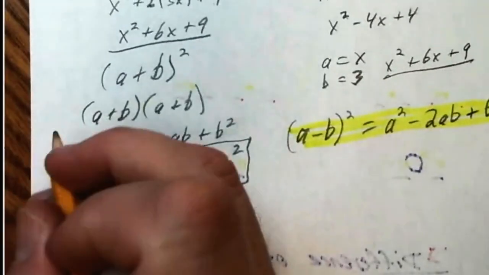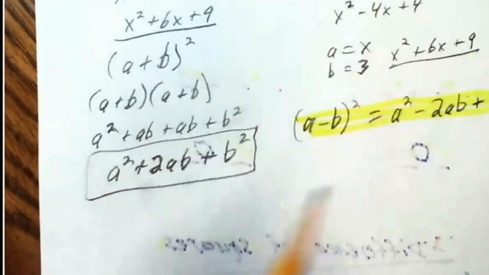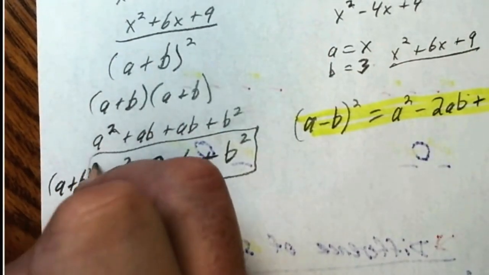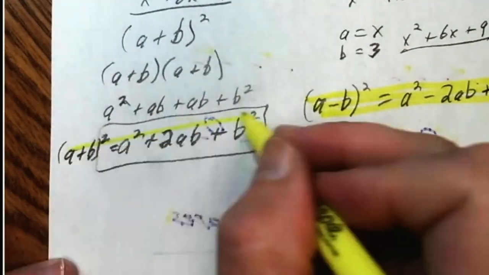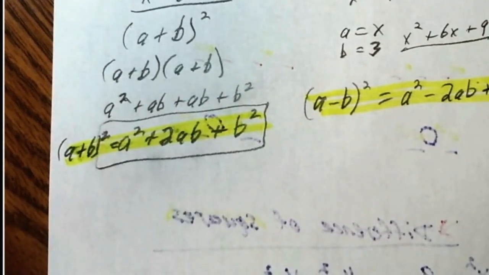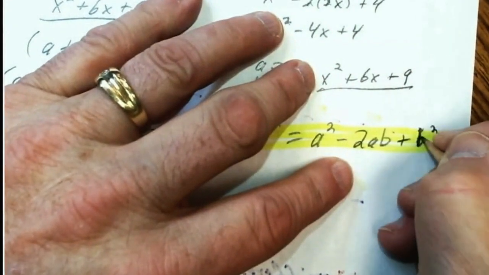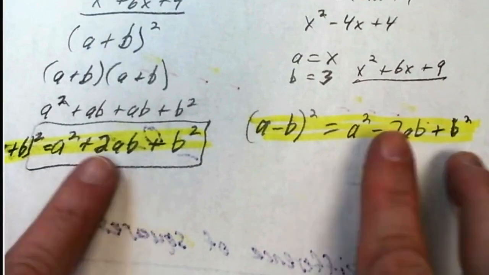And I guess I should write this in front of it to kind of clean that up. So this is A plus B squared. These are two patterns, if we can recognize this. A squared minus 2AB plus B squared.